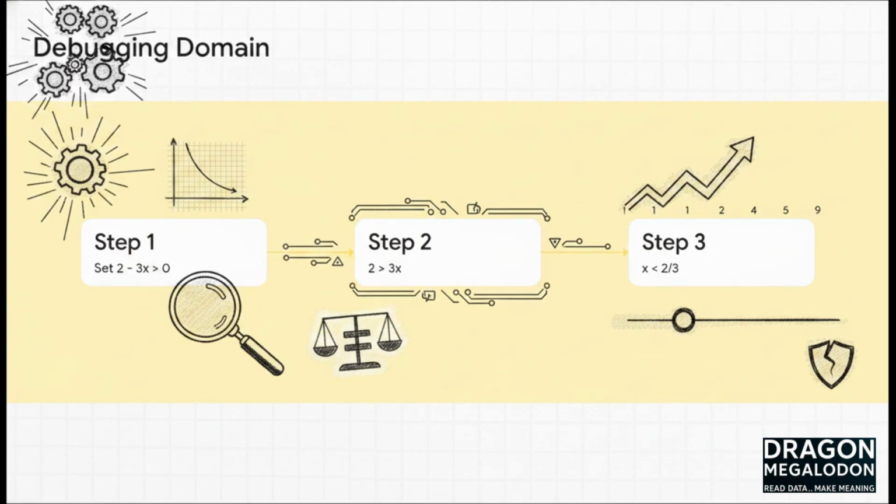We debug the domain. Let's take a complex log function, log of 2 minus 3x. To keep the runtime stable, that argument inside the log absolutely must be strictly positive. Step 1, we set 2 minus 3x strictly greater than 0. Then we just move the 3x over, so 2 is greater than 3x, divide by 3, and we get x is less than 2/3. Simple algebra, but now our domain is hard-coded. X must be less than 2/3, or the whole program fails.